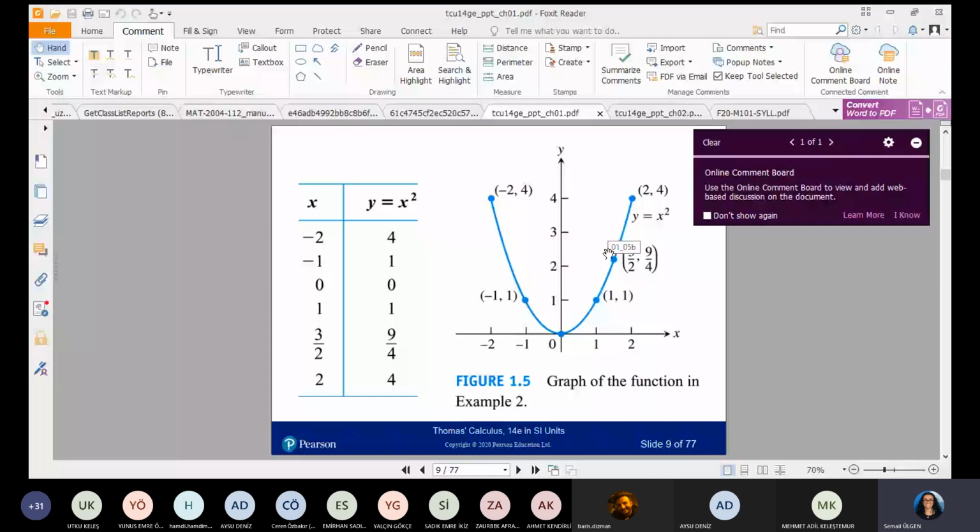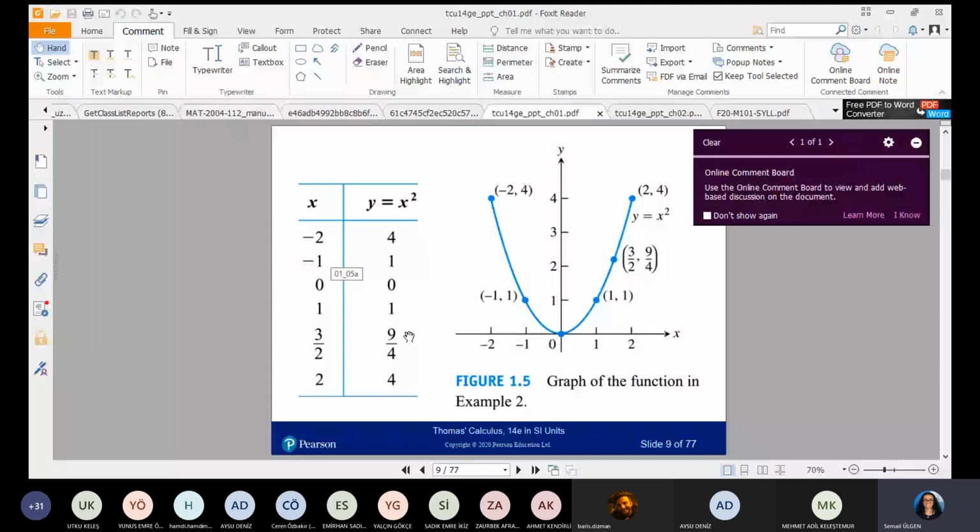But right now, this is our first class. We are just refreshing our minds, our knowledge from high school. If you have y is equal to x squared, you build a table. You take some values of x and put them in the machine. This is the rule of the machine. You're going to square it. -2 squared is 4. -1 squared is 1. 0 squared is 0. 1 squared is 1. 3 over 2 squared is 9 over 4. 2 squared is 4. So you have this table, x values and the corresponding y values.